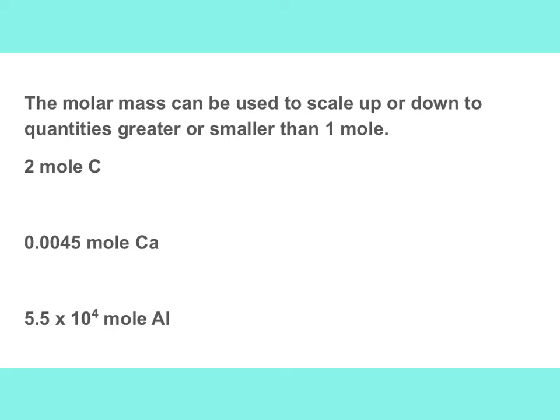Using the periodic table, we can use the following information regarding carbon, and that is that this is the molar mass of carbon, 12 grams per mole. And if I multiply, I will get a mass of 24 grams of carbon if my sample were 2 moles.